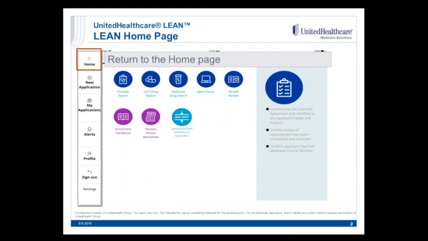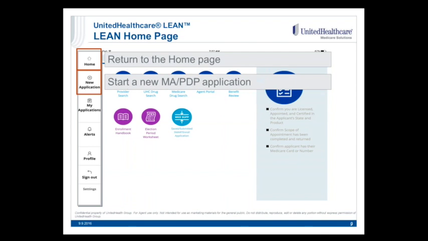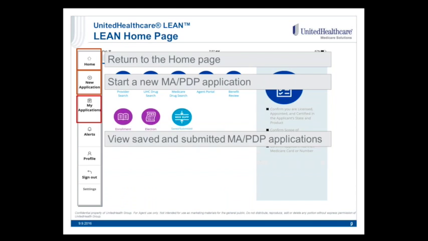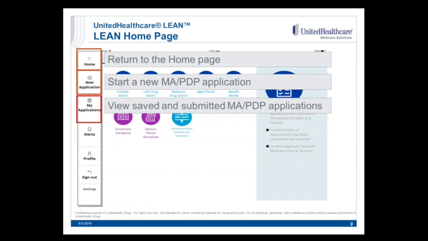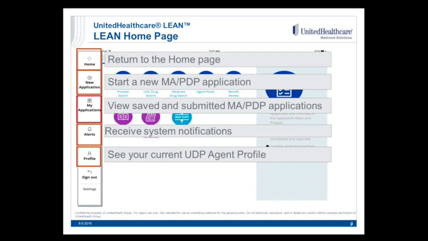You can always get to the home page by clicking up at the top. You can always start a new application this way or the other way. You can view your saved and submitted applications here. You can receive system notifications. If we have messages that we want to get out to you, it'll pop up for you. If you want to look at some of the old ones, you can do that as well. And here's where you can see the profile that we have for you in our portal.